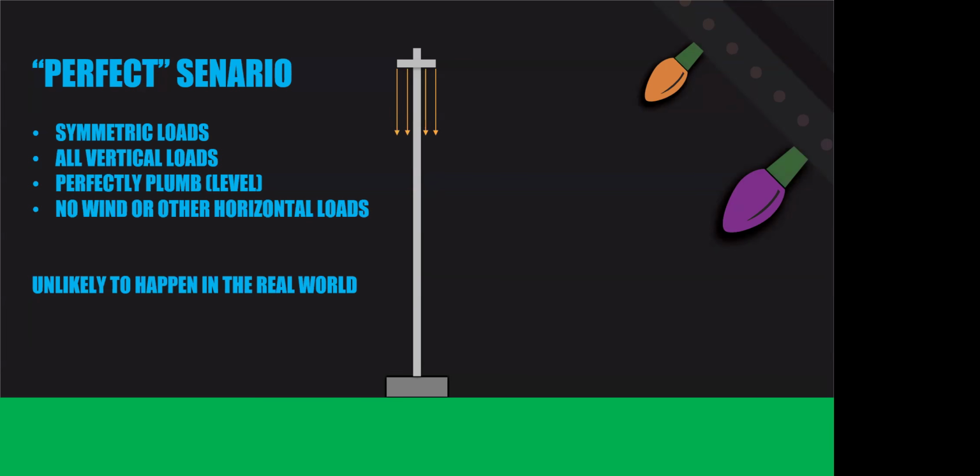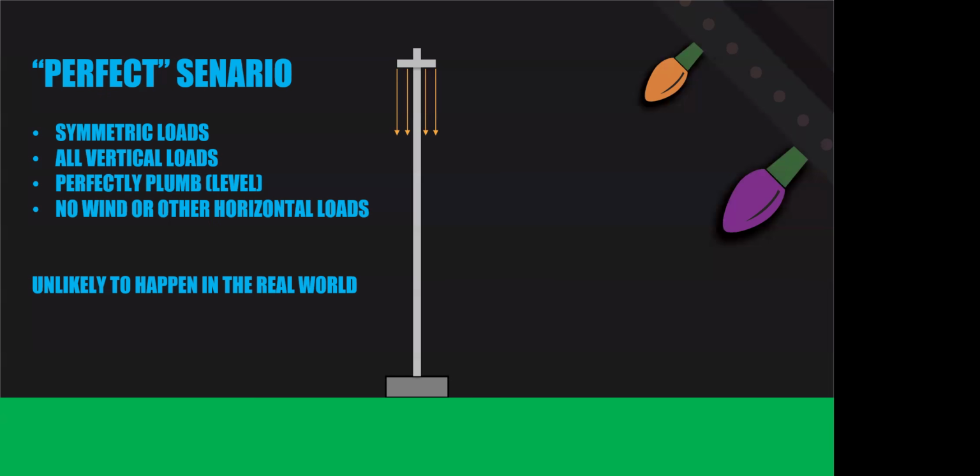Your mega tree would have perfectly symmetric loads all around, so probably a 360 tree, is essentially what that would mean. All of your loads would be purely vertical, which means they're going straight down. They're not pulling to one side or the other. Everything is perfectly vertical. Your mega tree would be perfectly plumb for the pole. The base would be perfectly level, and there would be no wind or other horizontal loads pulling on the tree.